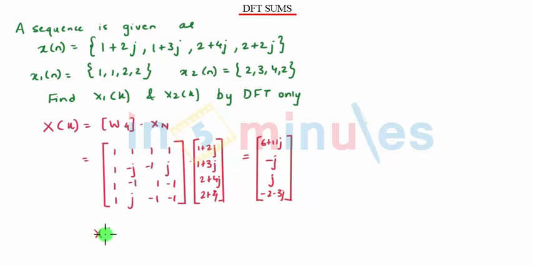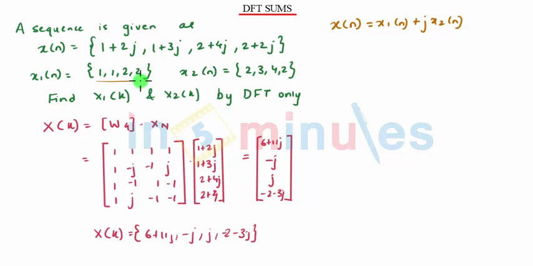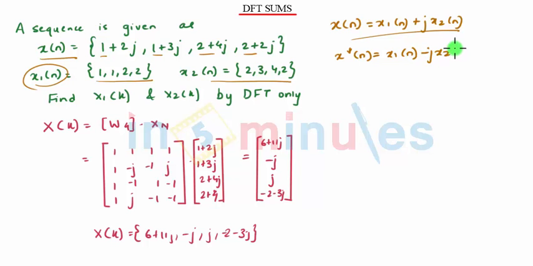Now x of k can be written as, we will consider that x of n is equivalent to x1 of n plus j x2 of n. As we can see these both the terms and the main x of n, we can compare that the real part is from x1 of n and the imaginary part is from x2 of n. So we will write this equation. Now we will take the complex conjugate, that is x star of n. That would be x1 of n minus j x2 of n.